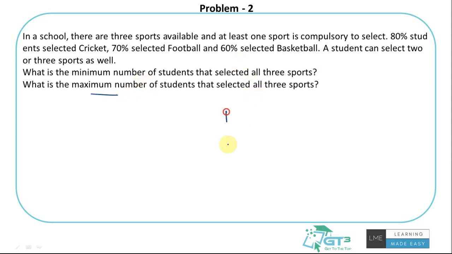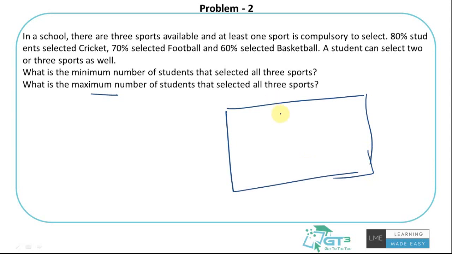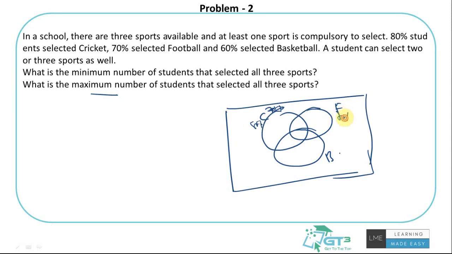So imagine a figure like this. This is how the normal situation looks, people who are playing cricket, football and basketball. 80% is cricket, 70% is football, and 60% is basketball, is what they're saying. And what is the minimum number of students that selected all 3 sports?